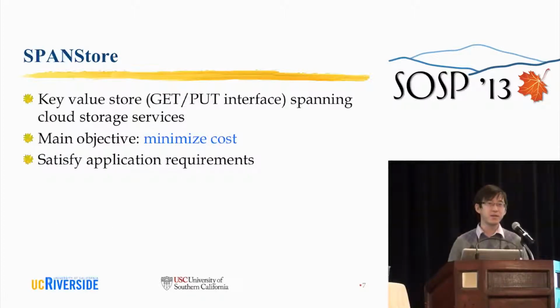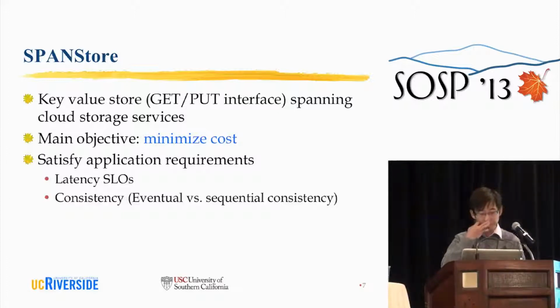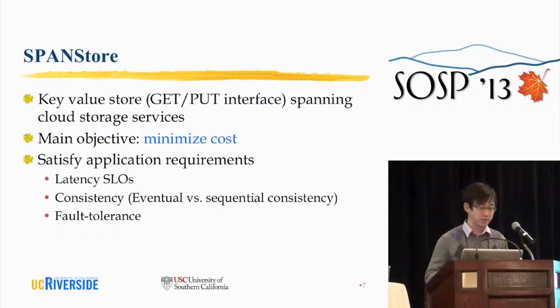SPANStore is a unified-view key-value store spanning cloud storage services with a simple put-get interface. Our main goal is to minimize cost while satisfying application requirements. Such requirements include the latency SLO, which is a latency bound on each request. For example, the 90th percentile latency should be within 100 milliseconds. Consistency: currently, SPANStore provides two consistency models for applications to choose from, eventual consistency and per-key sequential consistency. The third requirement is fault tolerance. It states how many failures SPANStore should be able to tolerate.